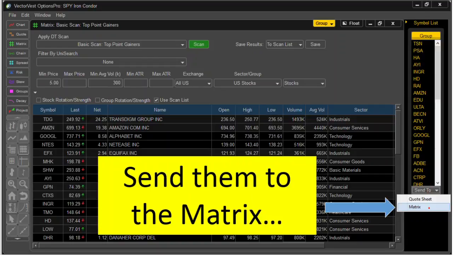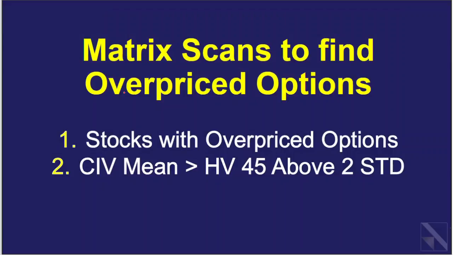Now what I'm going to do is use the matrix to find overpriced options. There are two scans that I use for this. If you've seen some of my Monday classes, and I'm sure that you probably have, you've probably seen me do a scan for stocks with overpriced options. There's also another one that I use, the CIB mean greater than HV45 above 2 standard deviations. I'll explain what that means. But these are what I use.